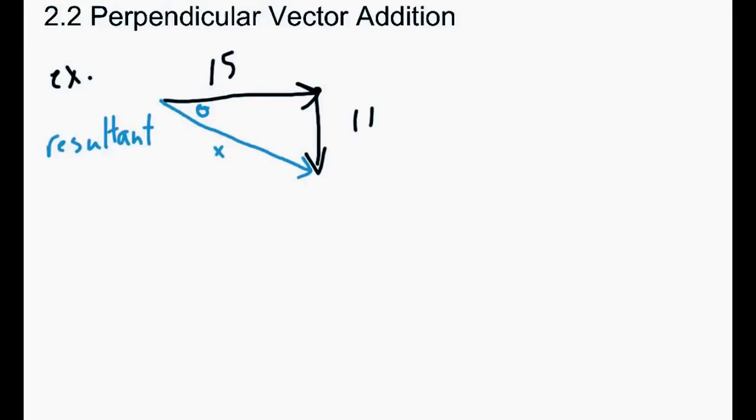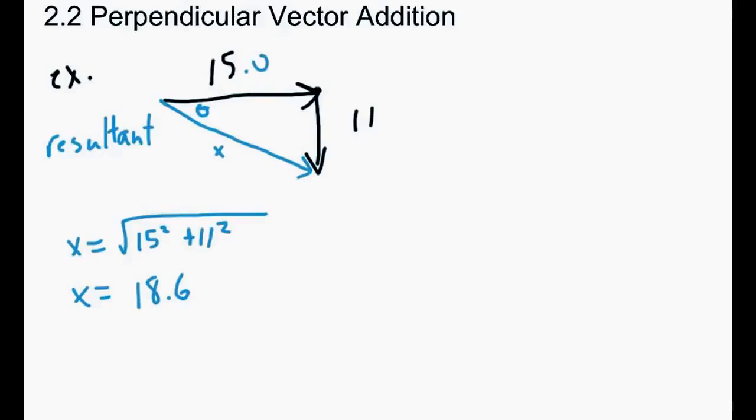Because it's a right angle triangle, you can just use the Pythagorean theorem. So x equals the square root of a squared plus b squared, so 15 squared plus 11 squared, and then square root your answer. Do that on your calculator and you get 346, square root that answer, and we get 18.6. Go back to the question. The original question was 15.0 and 11.0, so we had 3 sig digs, so we should keep our final answer in 3 sig digs as well.